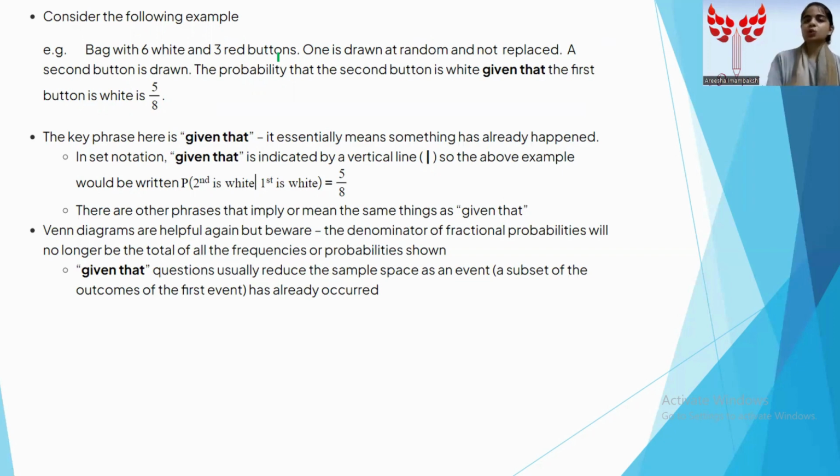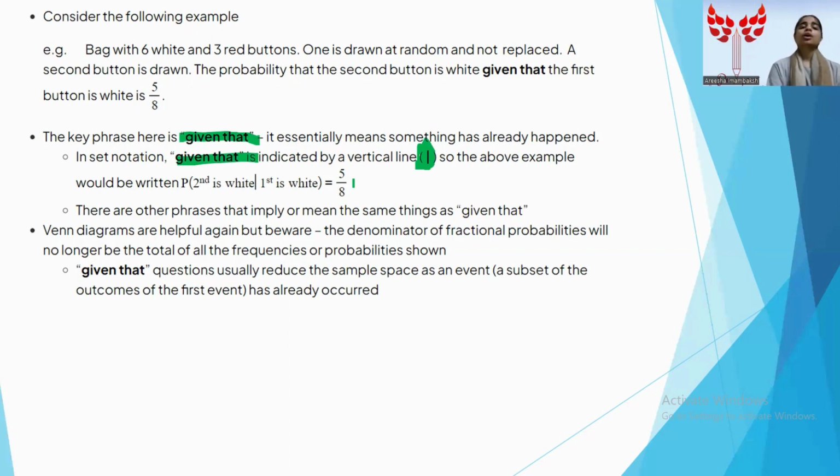Now the key phrase over here is this: given that. Given that means that something has already happened. If this is written in your paper, you need to understand that they're talking about conditional probability. And if it's not written, it will be indicated by this vertical line. This is the notation for conditional probability, or the notation for given that. So if it is written second is white, you will translate this line as given that first is white. So the probability is 5 upon 8.